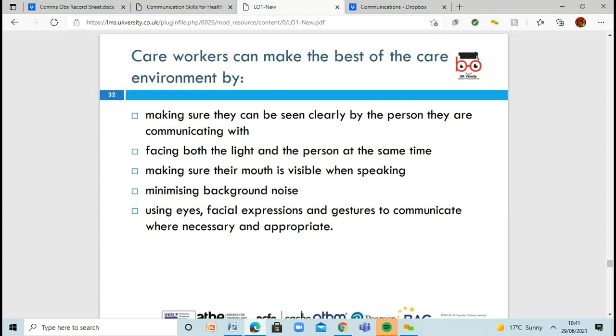Make sure that you're seen clearly when you're communicating with someone, especially if you don't know, they might need to lip read you or they might be hearing impaired and need to see your mouth when you're talking. Try and minimize background noise, and use your facial expressions and gestures to communicate. Talking isn't always necessary. Sometimes something can be done with a nod or a thumbs up or a reassuring look.